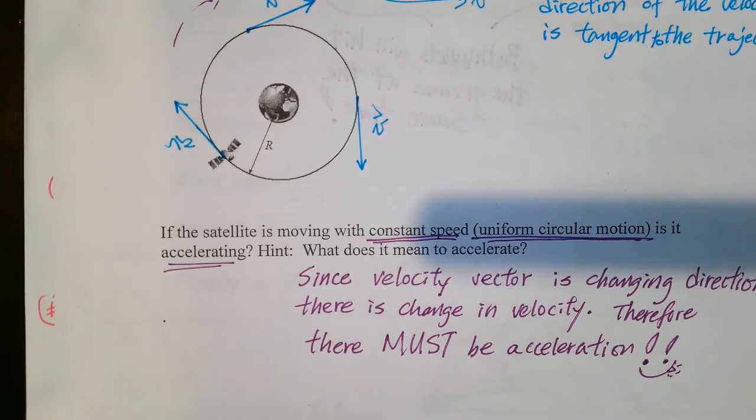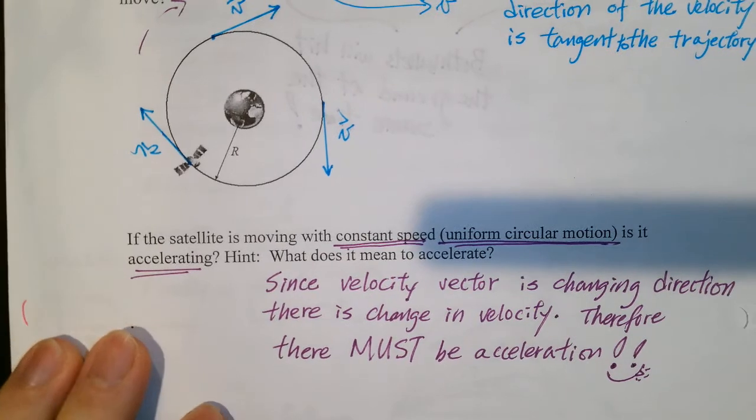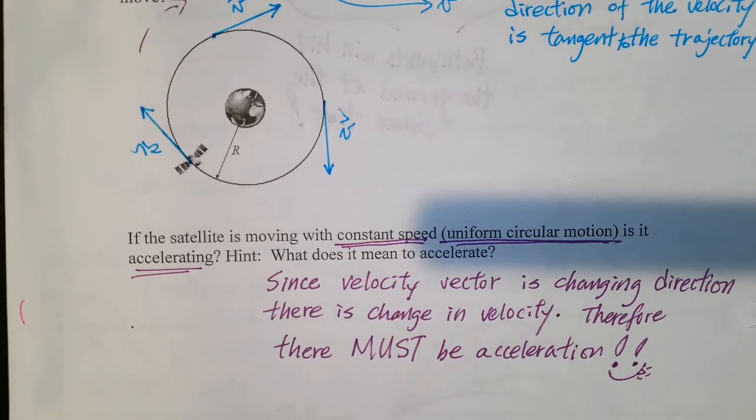So since velocity vector is changing direction, there is change in velocity. Therefore, there must be acceleration. Okay? Non-negotiable. There has to be acceleration. Well, what's the direction of acceleration then? There must be some direction for acceleration because acceleration is also a vector, right?